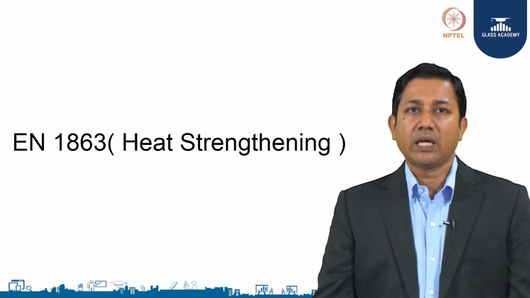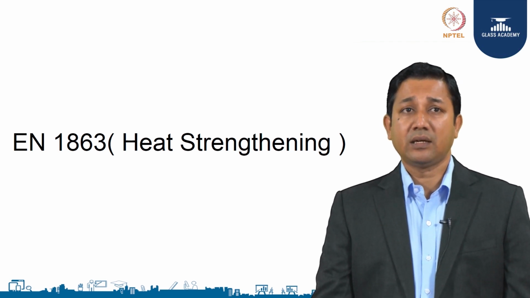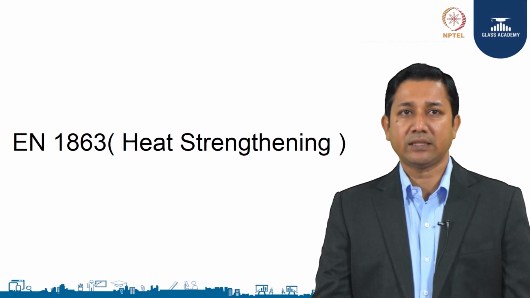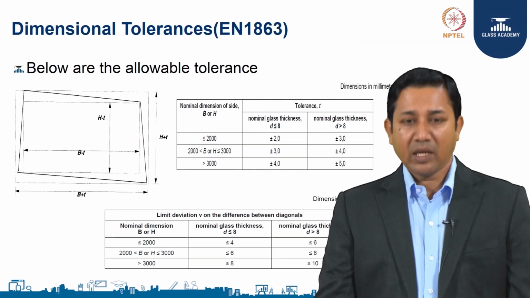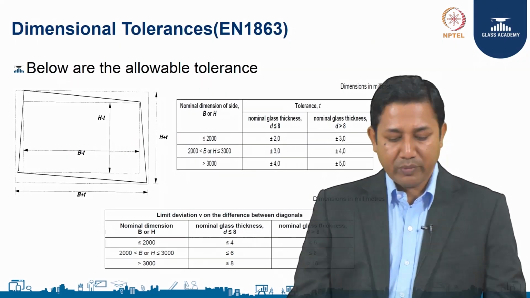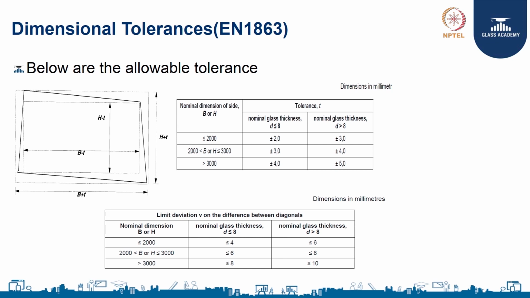Next we come to the heat strengthened glass standards. The EN standard for this is EN 1863. The dimensions and tolerances are similar to tempering, which we have discussed in the earlier slides.